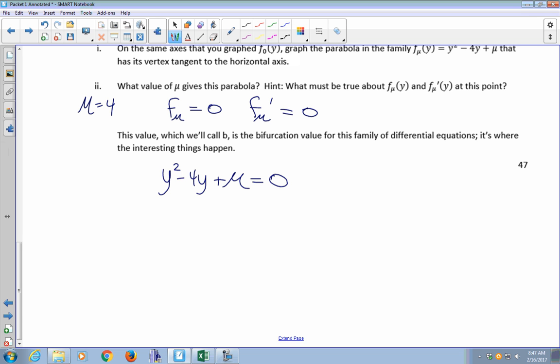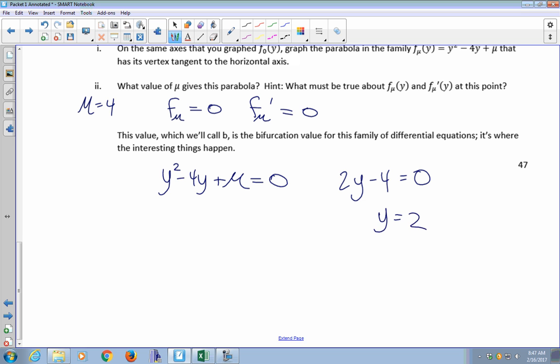And then the derivative of that is 2y minus 4 equals 0. So you have two variables, two unknowns, y and mu. You want to find the mu that makes both of those things true. So solve the derivative, and then plug it back in.